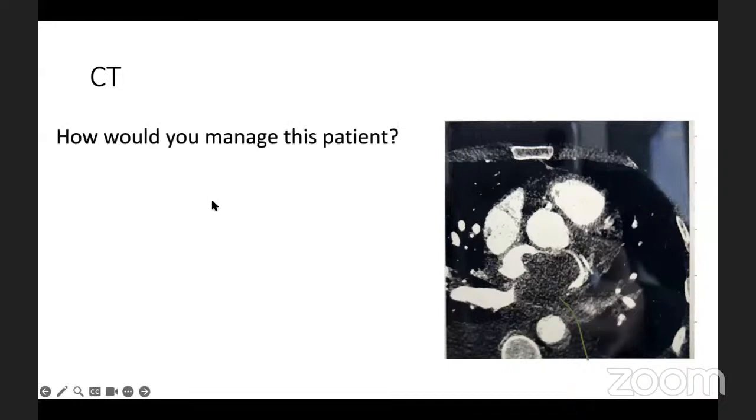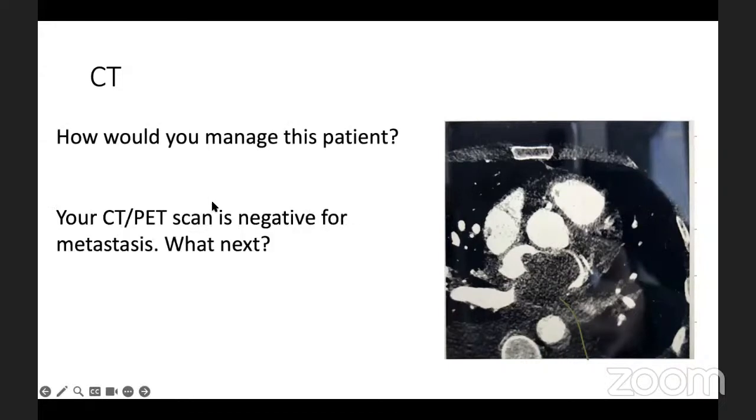So let me tell you, we ordered all what you have asked for. Your CT PET scan came back negative for metastasis. What do you want to do next? Next, I think that's enough.